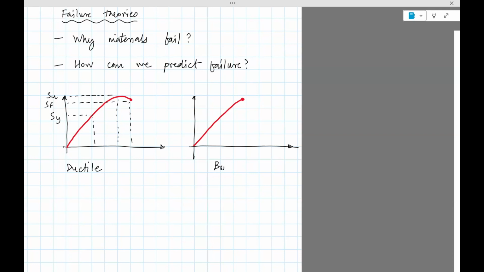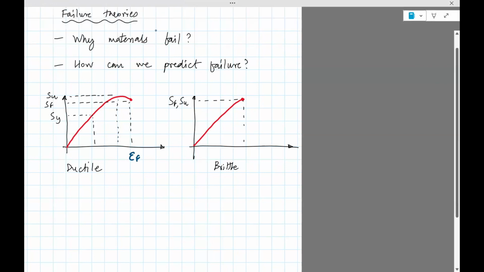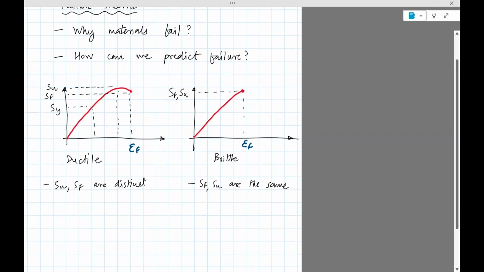For a brittle material, we see that the point of failure, the strength rather, is the same. This strain, let's call that. So we know for the ductile material, SU, SF are distinct. And we know that for a brittle material, SF, SU are the same. That is, it doesn't really give you a notion it's going to fail.